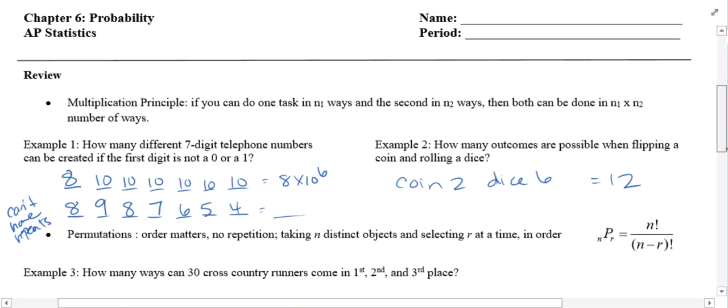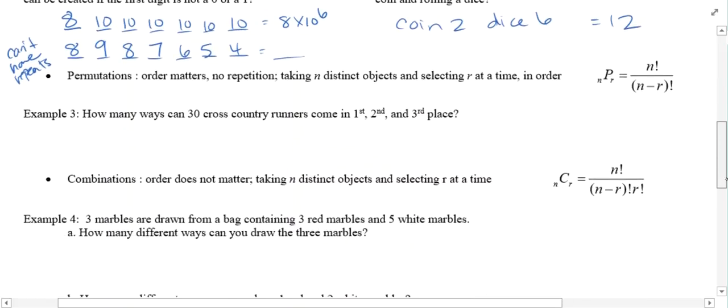And we're going to talk a little bit about permutations and combinations. It does come up a little bit, but it's not one of the main things that we're going to talk about in this chapter, okay? So permutation, the thing that you want to remember is that order matters. There's no repetition, okay? Taking n distinct objects and selecting r at a time in order. Okay, so the notation for this is n permutation r. So n is your total, permutation is what we're doing, and r is how many you want to select.